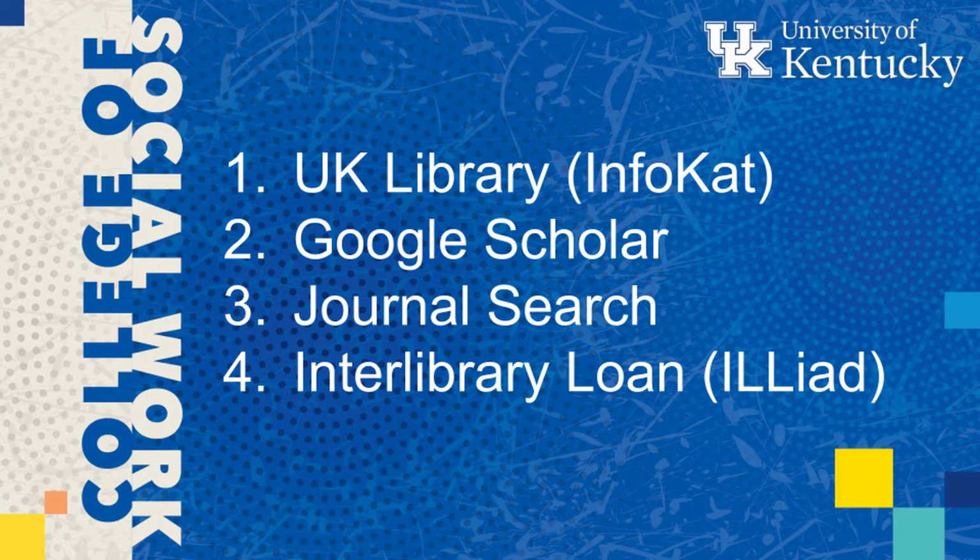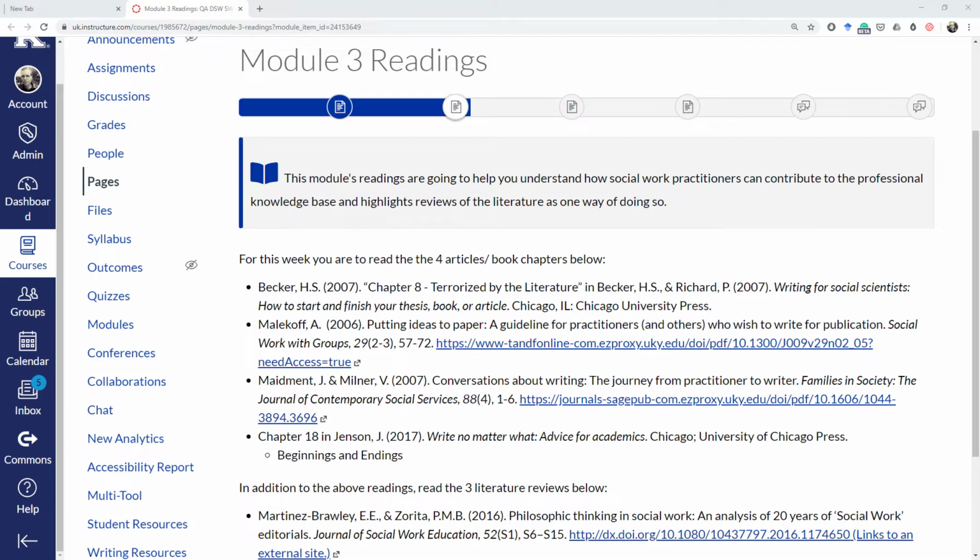We'll look at the UK Library, they call InfoCat, Google Scholar. We'll also look in the UK Library for the specific journal that the article is found in. And then we'll look at how to find the interlibrary loan system. So let's begin. First, we'll look at how to source an article at the UK Library.